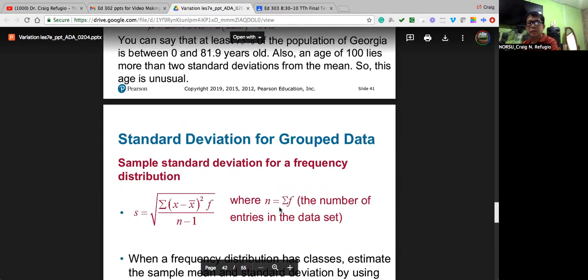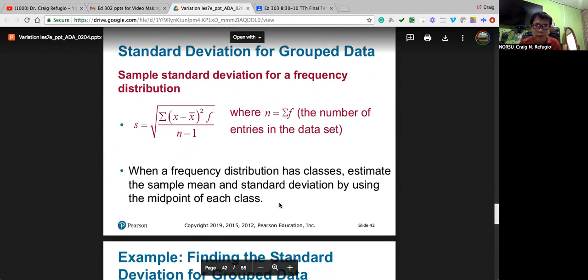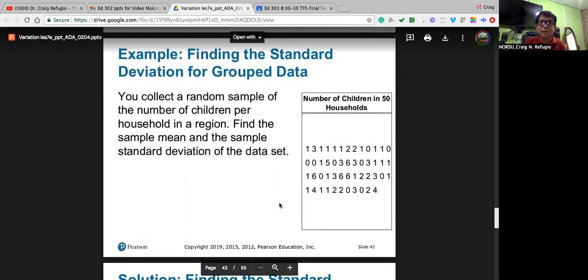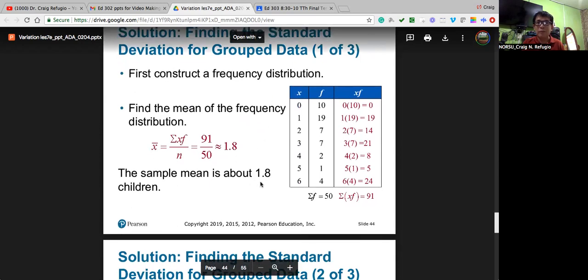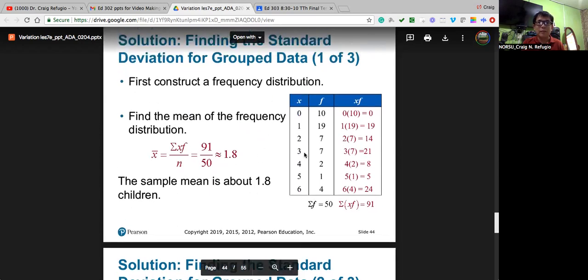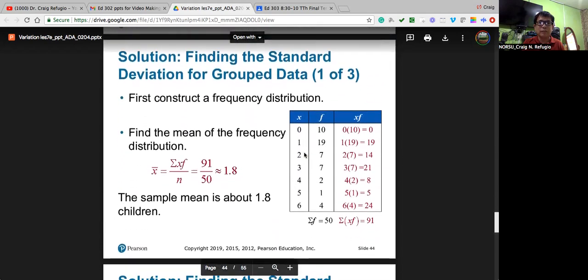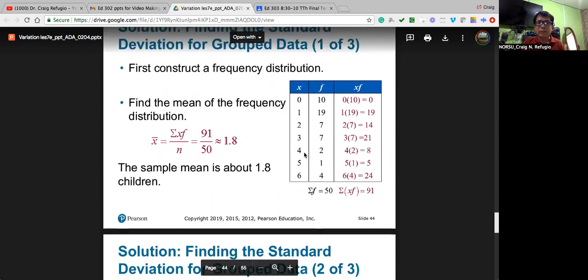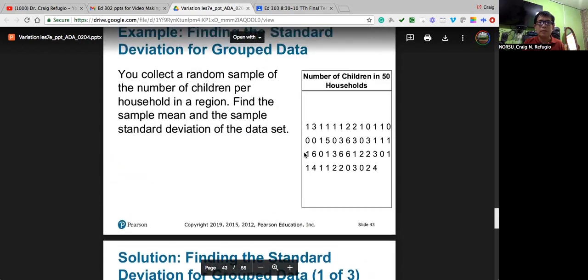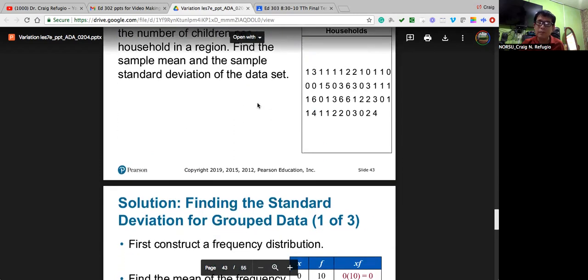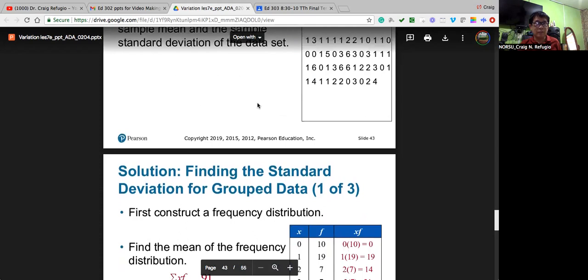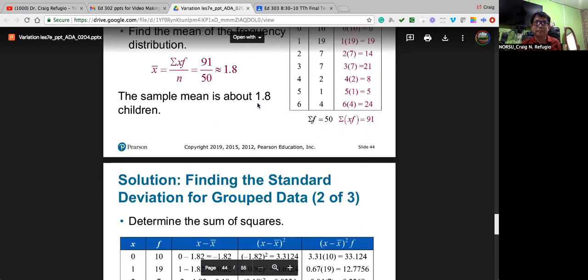Standard deviation for group data. For this one, we're not going to take it up, but it really exists. Of course, you know how to calculate the frequency distribution table. Given the frequency distribution table, you can actually compute this, but we will not take it up in detail. I just show it so you will know there exists a computation for group data.